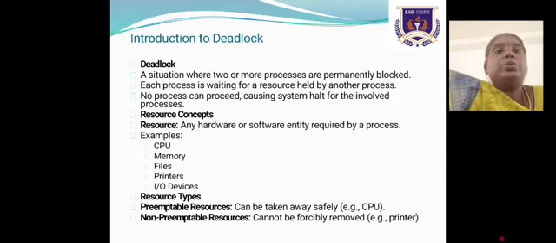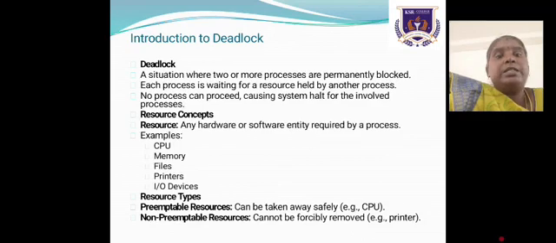Next, the introduction to deadlock. Deadlock is a situation where two or more processes are permanently blocked. Each process is waiting for a resource held by another process. No process can proceed, causing system halt for the involved processes. Resource concepts. Resource: any hardware or software entity required by a process. For example, CPU, memory, files, printers, I/O devices.